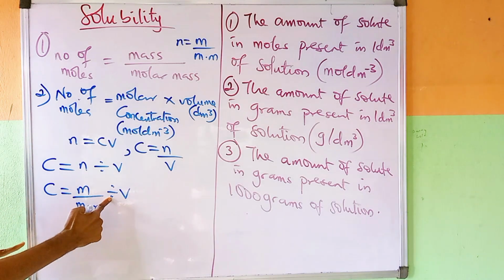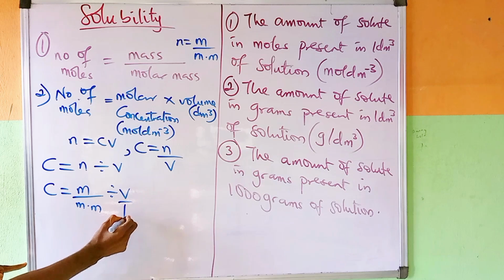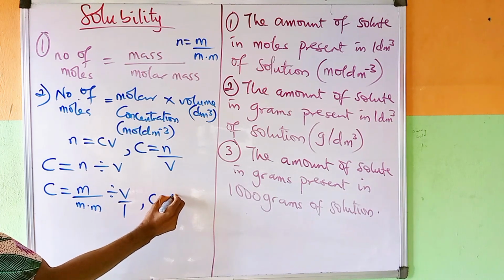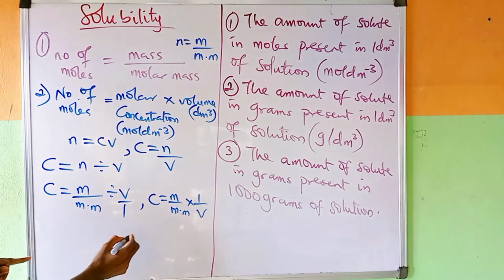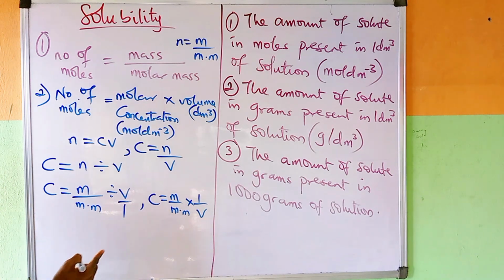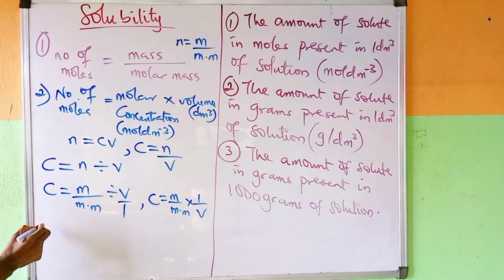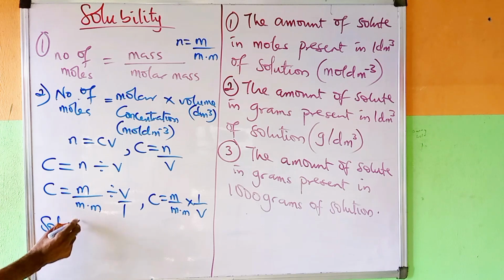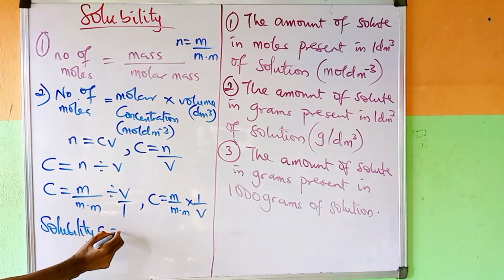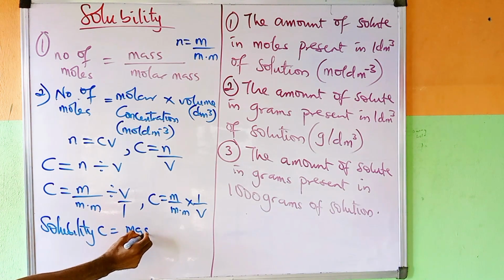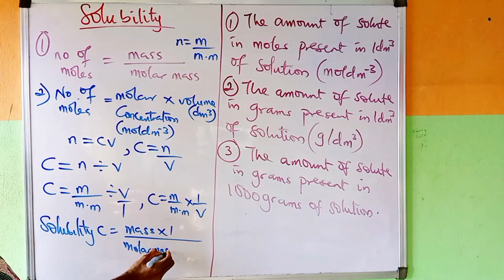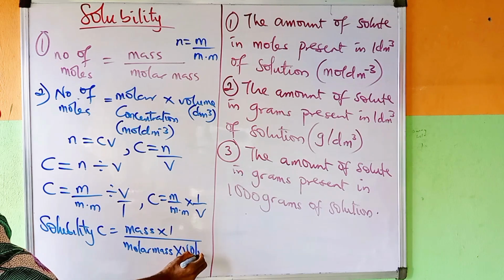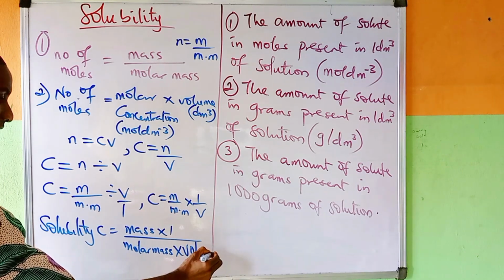If I convert this division sign to a multiplication sign, I would have C equals mass over molar mass times 1 over V. And that brings us to the first formula of solubility: C equals mass times 1 over molar mass times volume in dm cube.